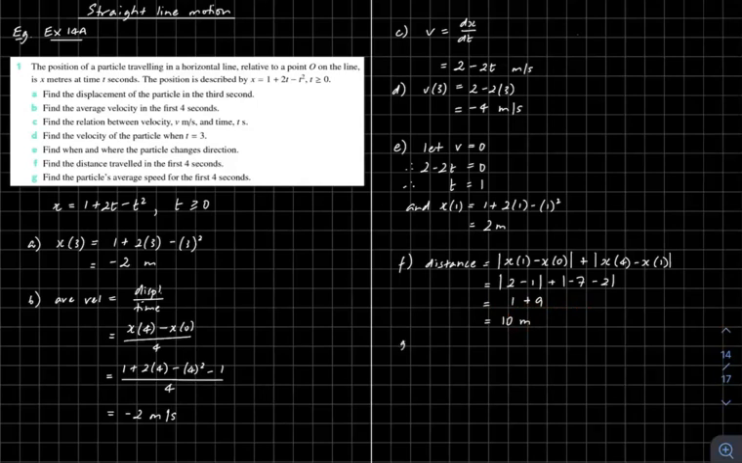Alright, and finally, part G, find the particle's average speed. Well, for average speed, we're going to use distance over time rather than displacement over time. And that's going to be 10 over 4, so that's going to be just 2.5 meters per second.